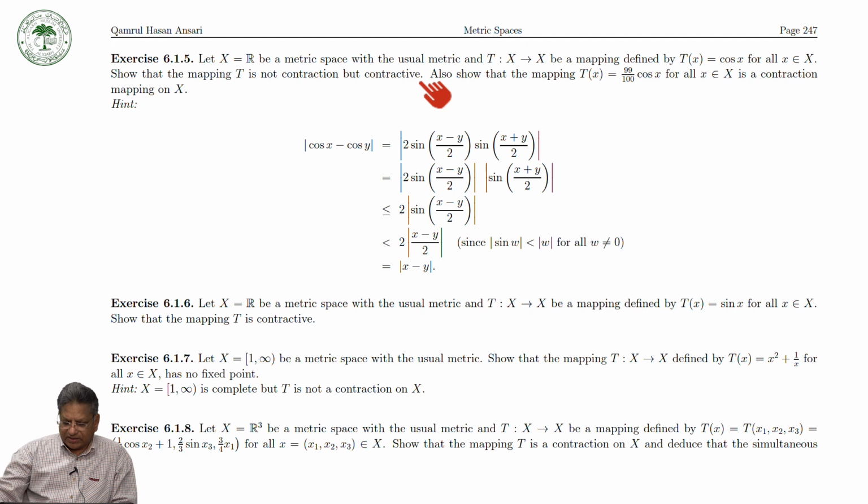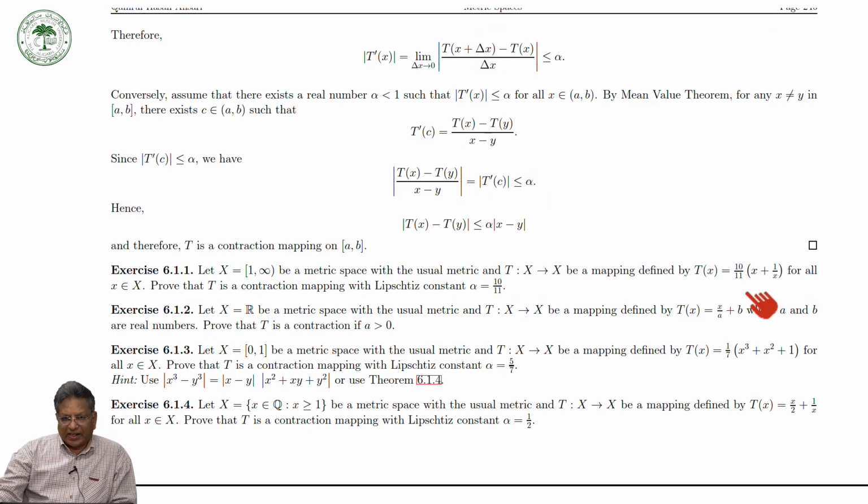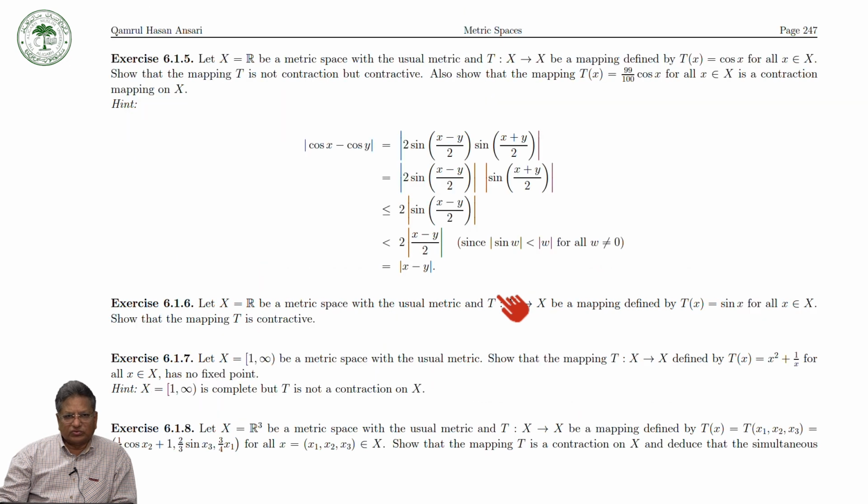Now keep in mind, as I have mentioned here, if there is 10/11 or 9/10 or 5/11, 5/7, any number which is strictly less than 1, we are multiplying, then we can get this one. Same as here, if we are taking Tx = cos x, then it is not a contraction. But if we multiply this term by, say for example, 99/100, then it is a contraction. How can we prove it?